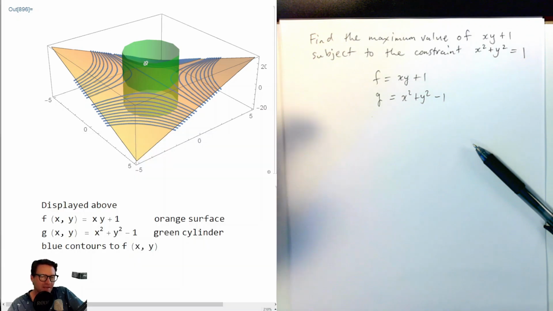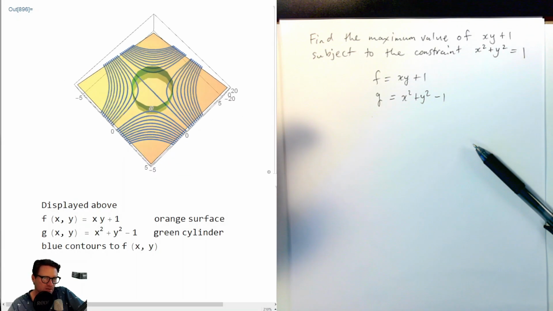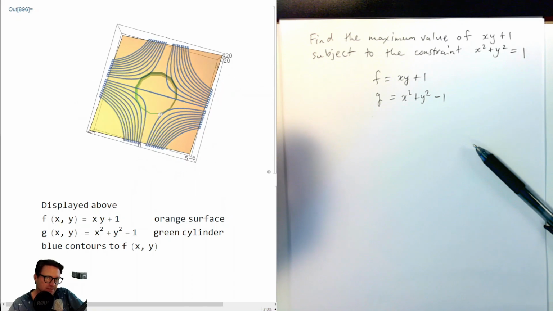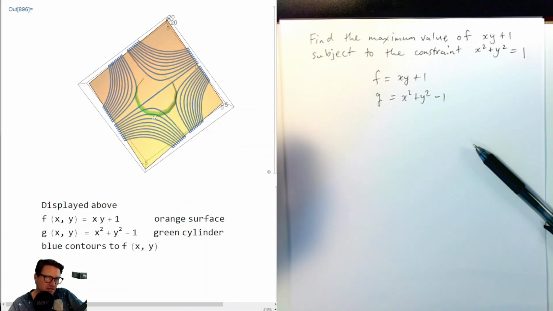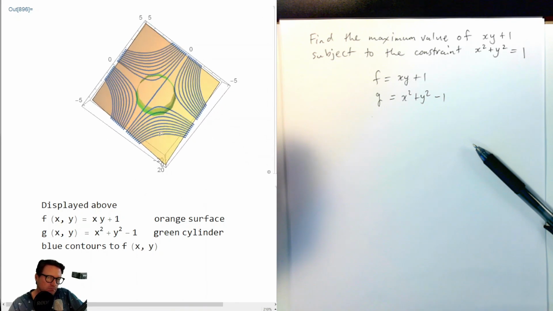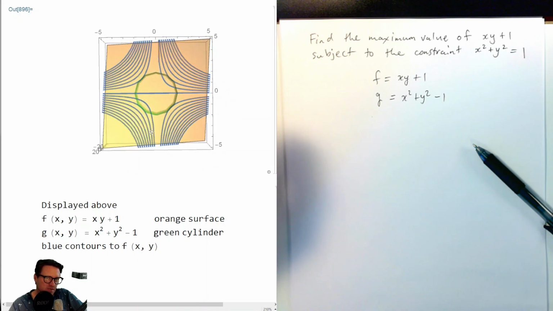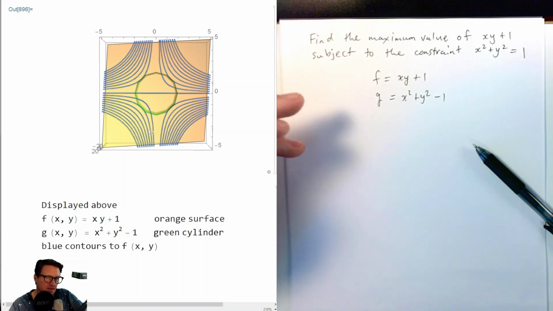Okay, so let's do that here. Let's take that bird's eye view and look down. So looking down on this, and I can turn it, not so easy. Okay, so what he's talking about there is what these contours look like from the top-down point of view.